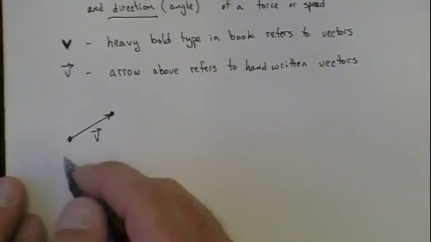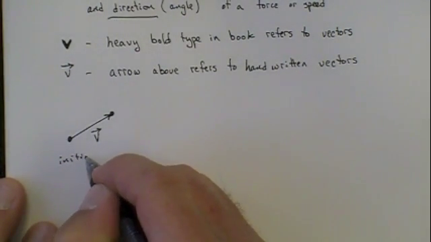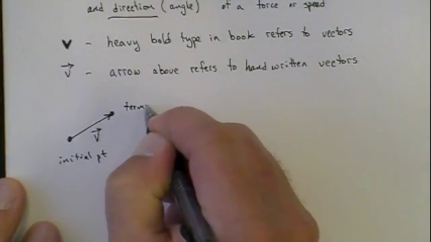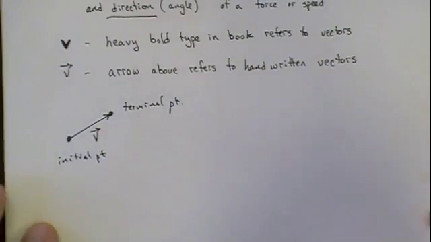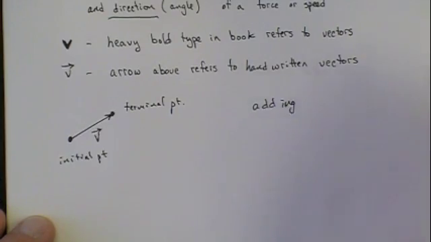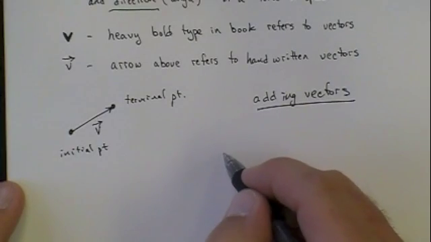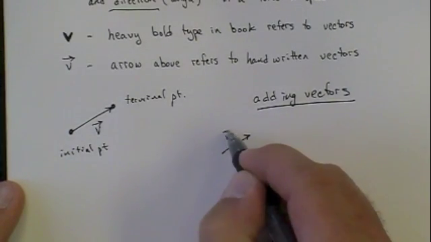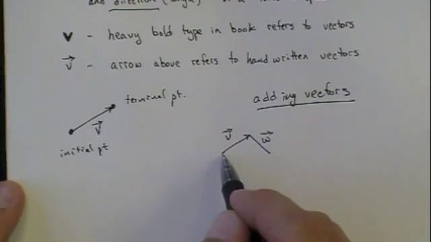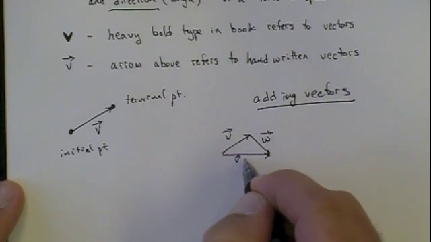Also with vectors we have our initial point, and that is where the vector begins. And then where it ends is our terminal point. And if we're talking about adding vectors, so if we have, here's vector v, and then here is vector w, then our resultant vector across here would be v plus w.